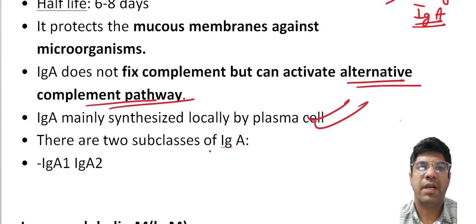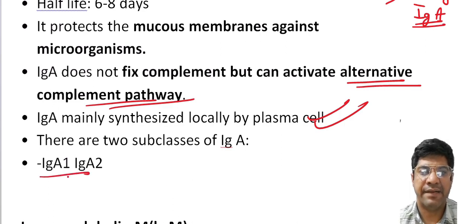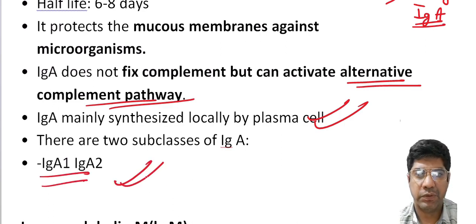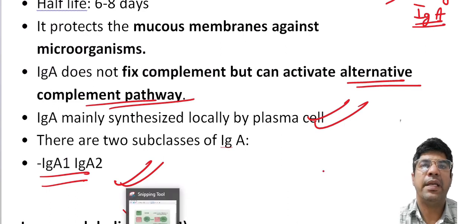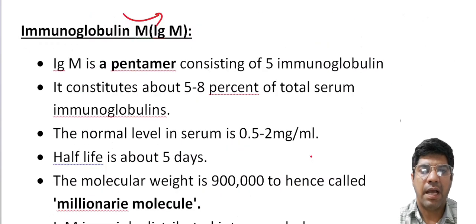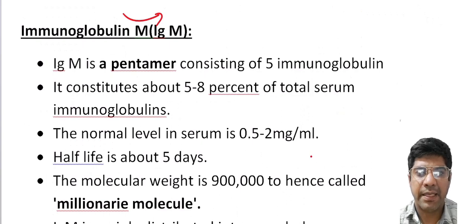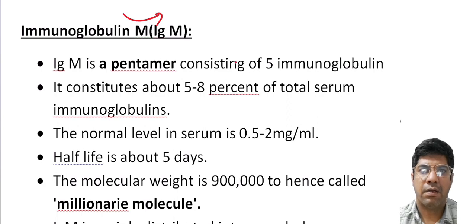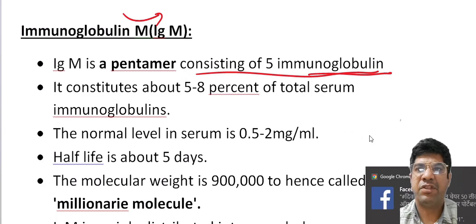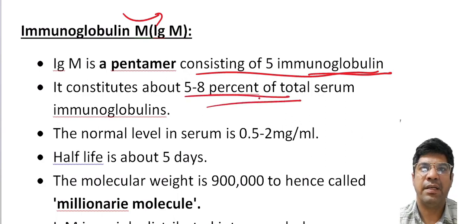So there are two subclasses of IgA, that is IgA1 and IgA2. IgA2 lacks the interchain disulfide bonds between the heavy and the light chain. The next immunoglobulin is IgM. IgM is a pentameric molecule consisting of 5 immunoglobulins. It consists of around 5 to 8% of the total serum immunoglobulins.